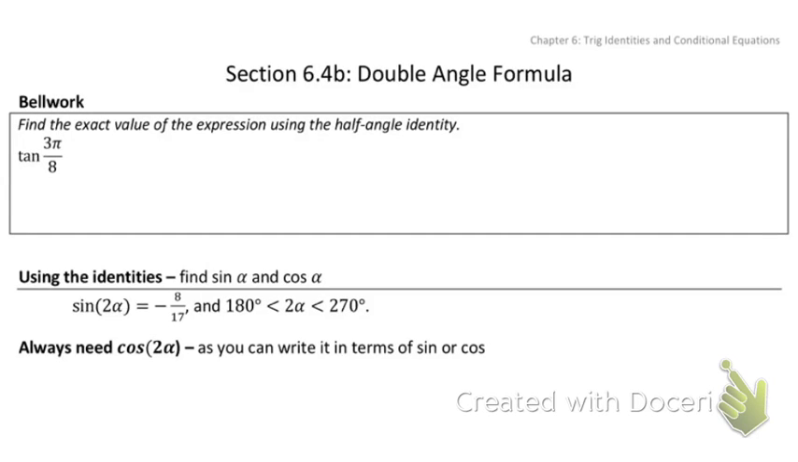Together really quick. All right, we have tangent of 3 pi over 8. It says use the half angle identity. In order to use a half angle identity, you need to have something over 2. It is currently not over 2, so we need to put this over 2. We need something that says like tangent of something over 2.